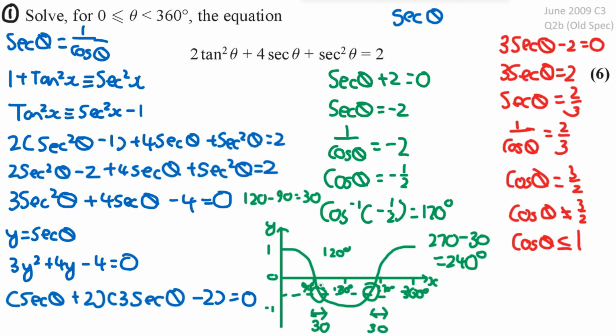So therefore the two solutions for theta are 120 degrees and 240 degrees.